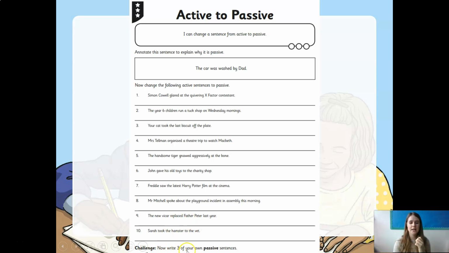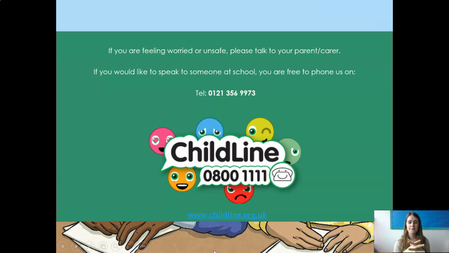And then your challenge at the end is to write 3 of your own passive sentences. If you think that you can challenge yourself, have a go with your passive sentences that you write. See if you can write them in 3 active sentences as well. So those of you that know you should be challenging yourself, I want you to have a go at doing 6. So 3 passive at the bottom, and then see if you can change them into active voice. Okay, so have a go at that worksheet and see how you get on.